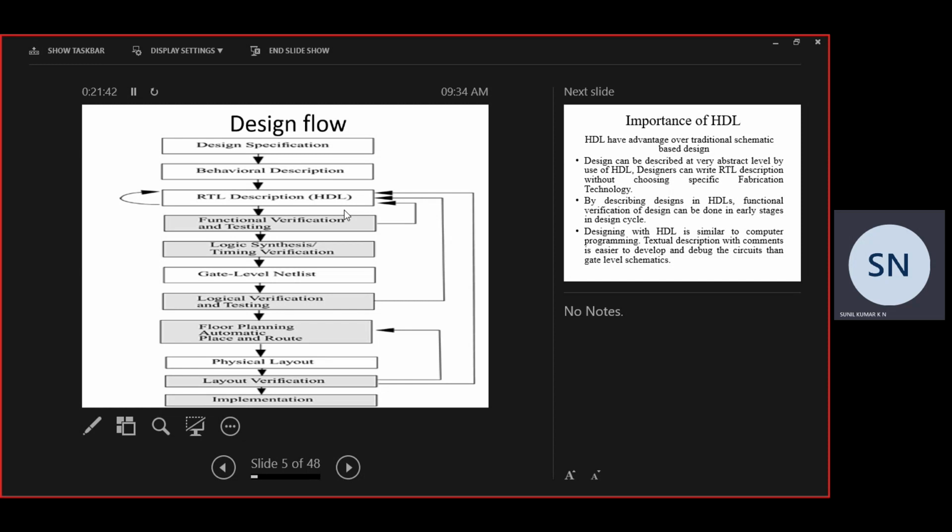Y bar is nothing but A dot B whole bar. So that is NAND I am getting because it is a complementary logic. So I will be getting A dot B bar. So for that I am going to add one inverter over here using PMOS and NMOS.